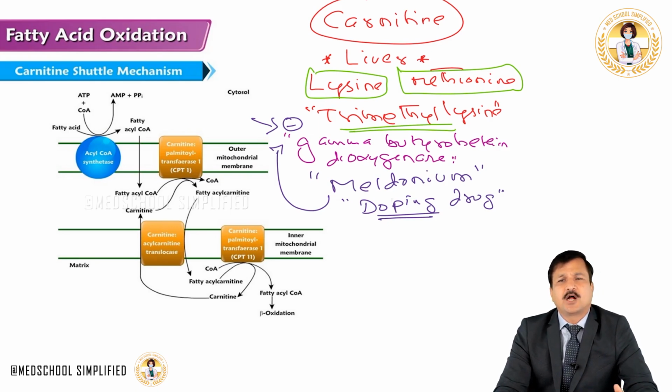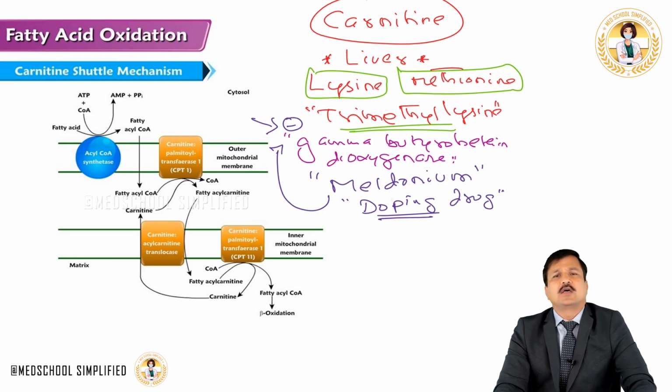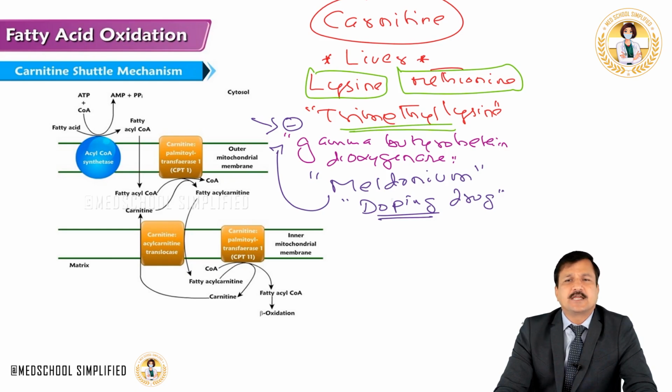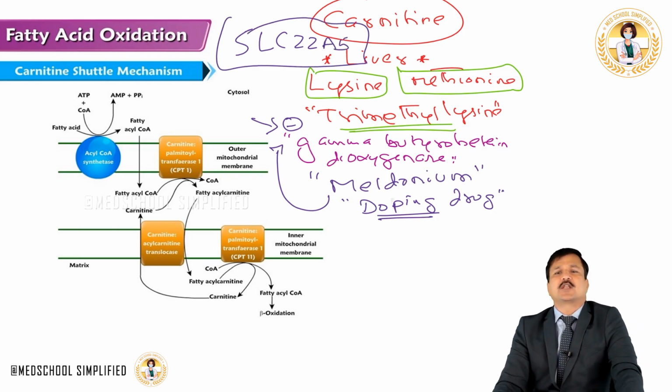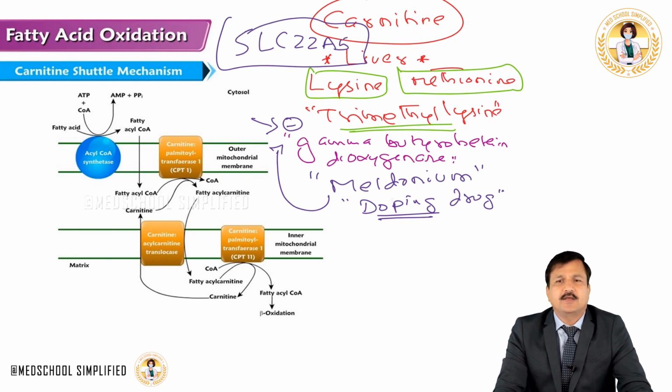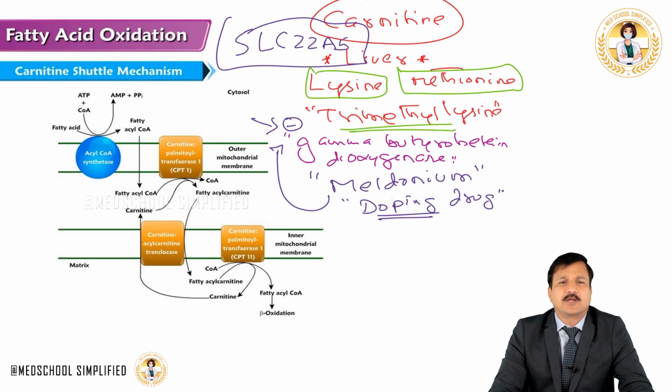Not only does meldonium inhibit the synthesis of carnitine, it also inhibits L-carnitine transmembrane transport of long-chain fatty acids via a transporter called SLC22A5. This is the membrane transporter which helps in the transport of carnitine across the membrane in the peripheral cells, so that peripheral cells can use this carnitine for transport of long chain fatty acids across the inner mitochondrial membrane. That is also inhibited by meldonium.